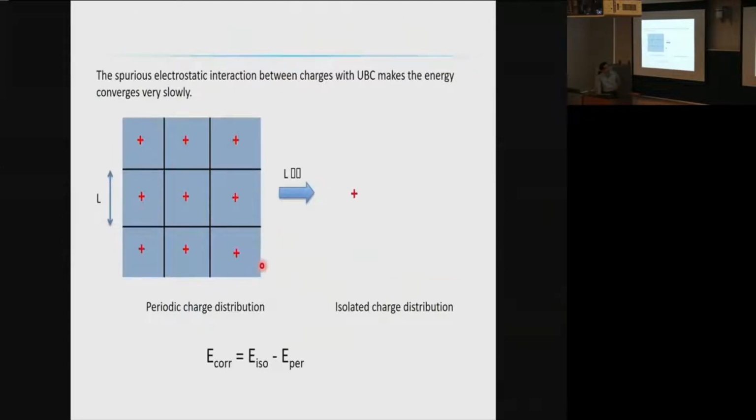All right, therefore, this means that L goes to infinity. What we want to describe is that in a really, really large cell, you have this isolated system, which is what we want to calculate. But since we have a finite or maybe small lattice parameter, there is a difference between two calculations, isolated charge distribution versus periodic charge distribution. So this correction energy is the difference between the two: the electrostatic energy of the isolated system minus the energy of the periodic system. All right. So this defines the correction energy within the electrostatic interaction.